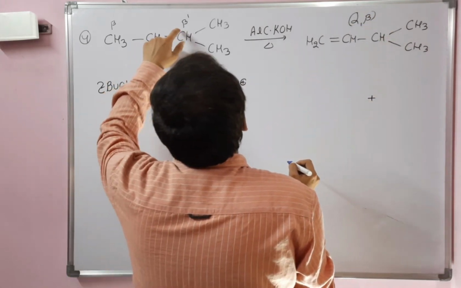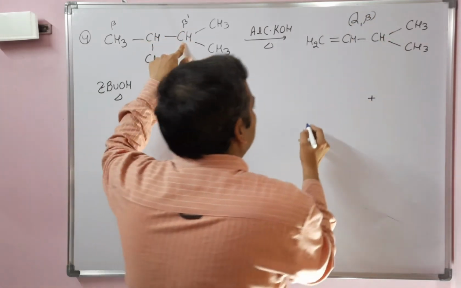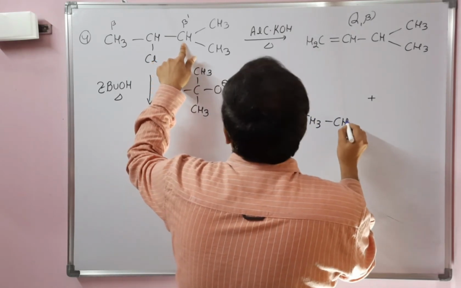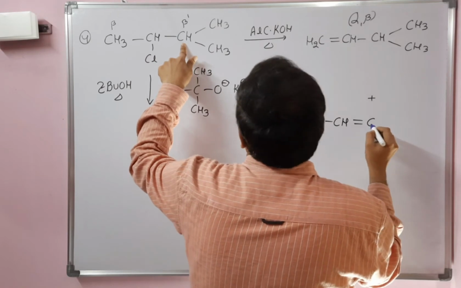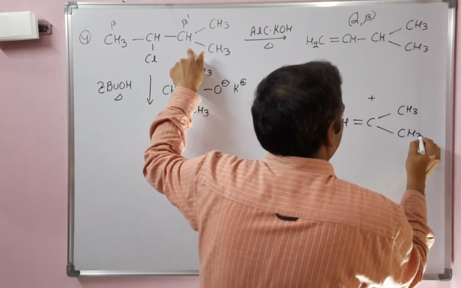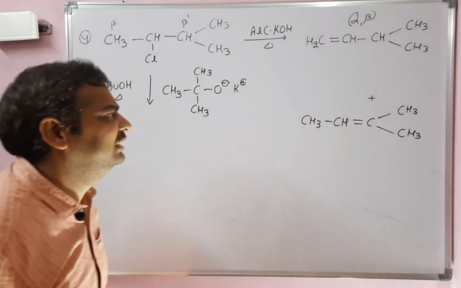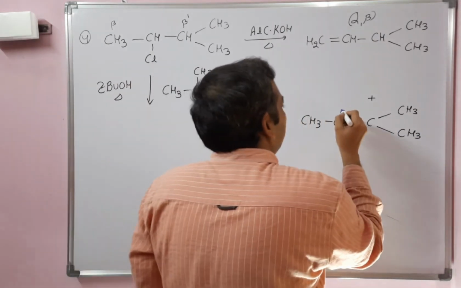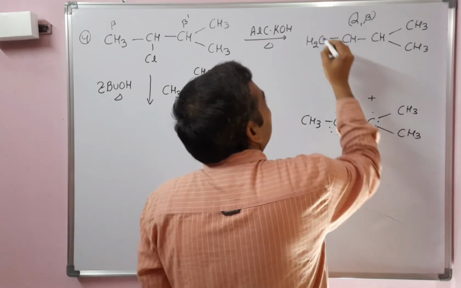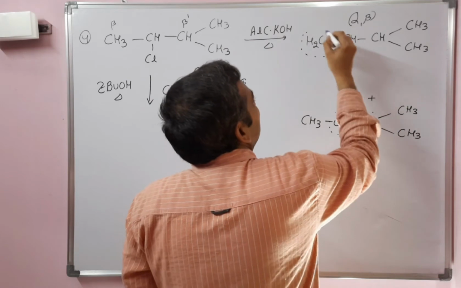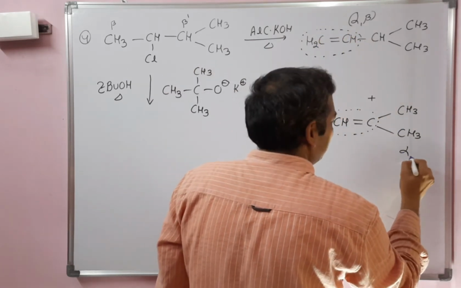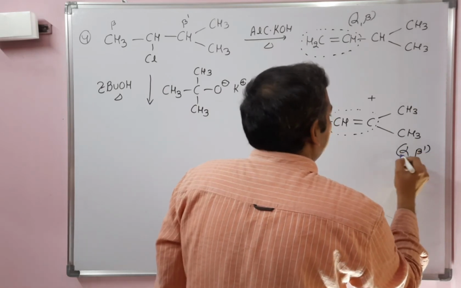Suppose the base abstracts a proton at beta prime, then the product obtained is CH3, CH double bond C, CH3. So this hydrogen is abstracted by the base. Among these two products, which is major and which is minor? If you take this alkene, three side substitutions are there, whereas in this alkene, only one side substitution is there. This is because of the alpha, beta prime elimination.